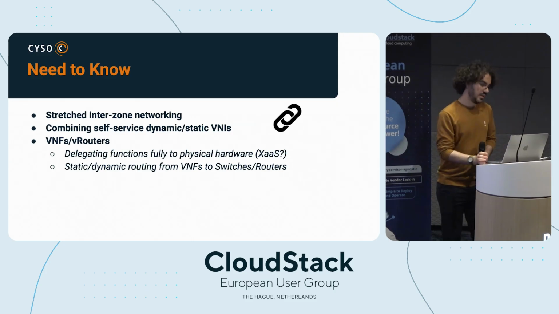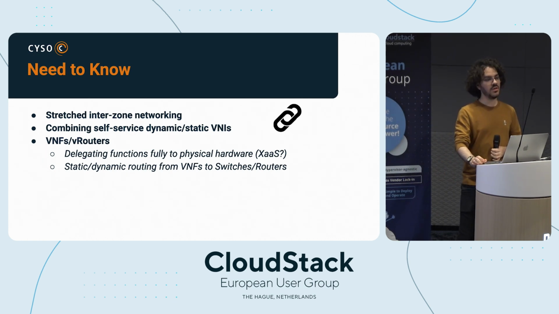And of course, the VNFs and vRouters. These are things in CloudStack that also do networking. And if you want to delegate functions fully to your physical hardware, so for example, if you want to have your load balanced IPs or your firewall rules on a piece of physical hardware, then you need to keep in mind that these components within CloudStack can also do that and might also automatically be doing that based on the network offering you're using. And there are a lot of network offerings that come out of the box, so to speak, when you deploy a CloudStack zone or environment in general, and you might need to tweak them or create your own.